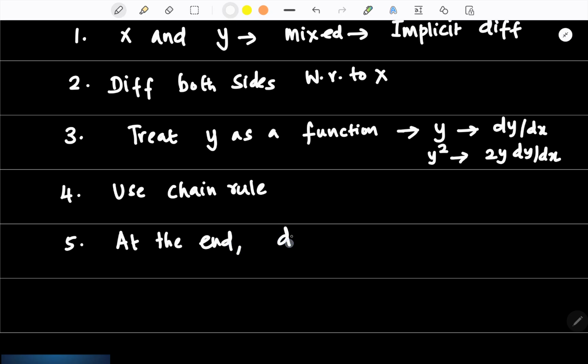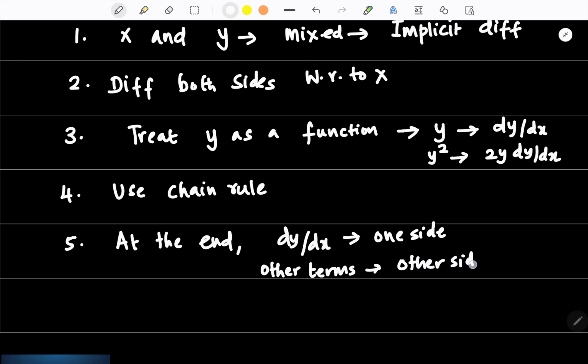At the end, keep dy by dx one side. Okay. And all the other terms, which are free from dy by dx, move to the other side. After equal or before equal, whatever it is, any one side. In general, what we can say in English? At the end, isolate. Isolate means just move dy by dx to one side and the other terms to the next side.